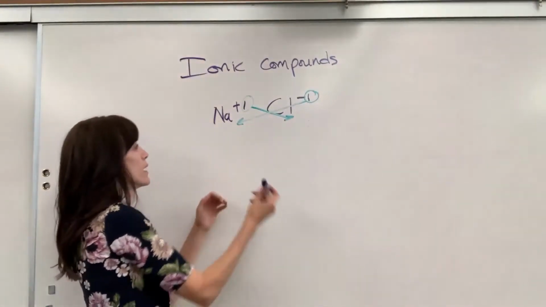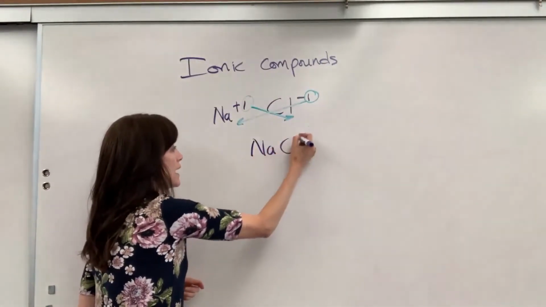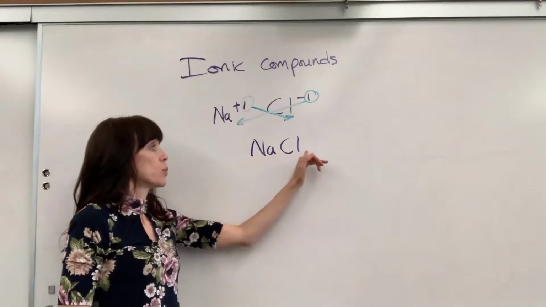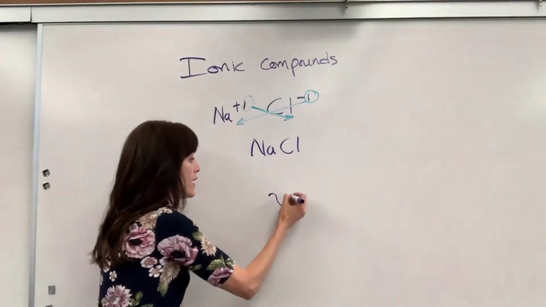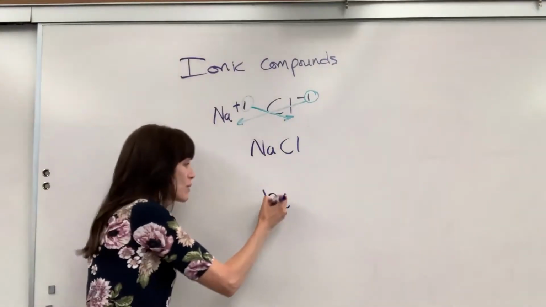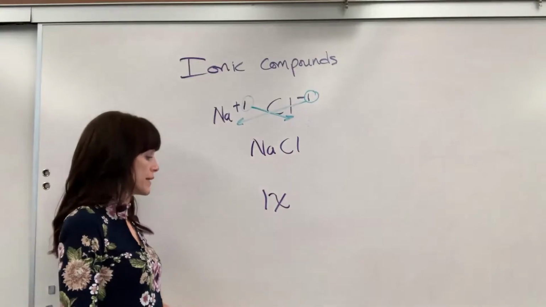So these are both 1, cross down those charges, and you get NaCl. Now because they were each 1, I can leave it blank and it's understood to be 1. Just like in algebra, if I do x, I don't have to do 1x. It's understood to be 1. So I have 1 sodium, 1 chlorine.